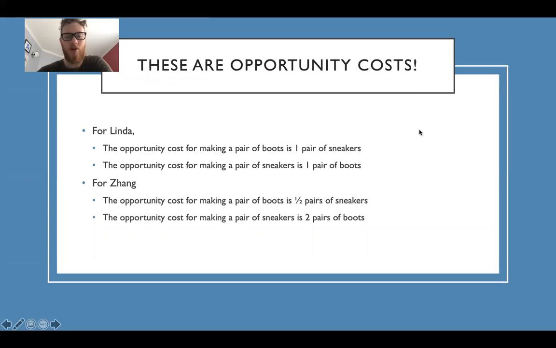For Linda, the opportunity cost for making a pair of boots is 1 pair of sneakers because you do 4 divided by 4. The opportunity cost for making a pair of sneakers is 1 pair of boots. Again, 4 over 4. For Zhang, the opportunity cost for making a pair of boots is half a pair of sneakers. You do the 1 pair of sneakers per hour divided by 2 pairs of boots. You get half a pair of sneakers. The opportunity cost for making a pair of sneakers is 2 pairs of boots. You do 2 pairs of boots over the 1 pair of sneakers being made in the hour, 2 pairs of boots.